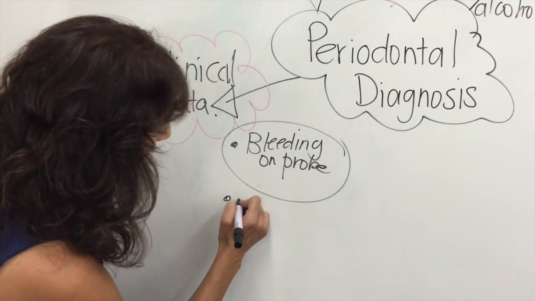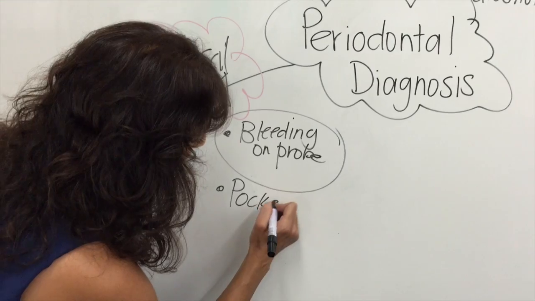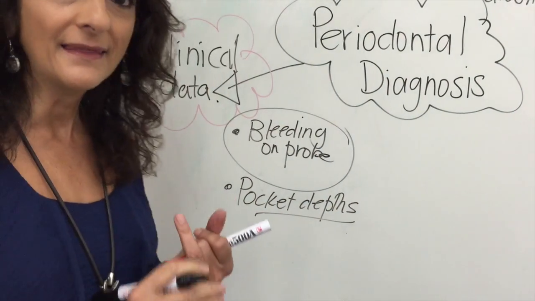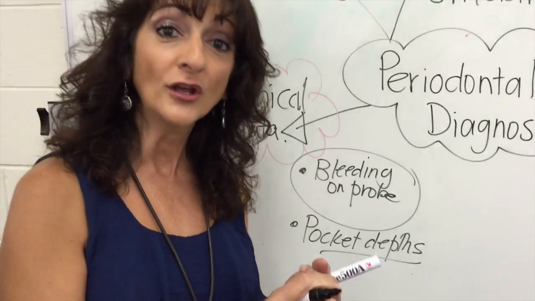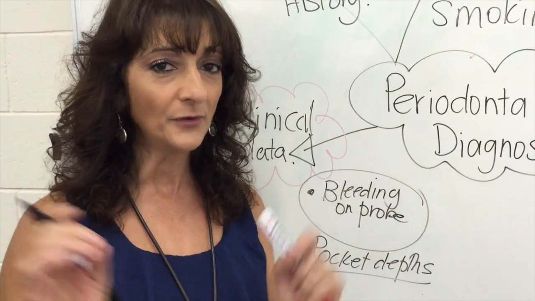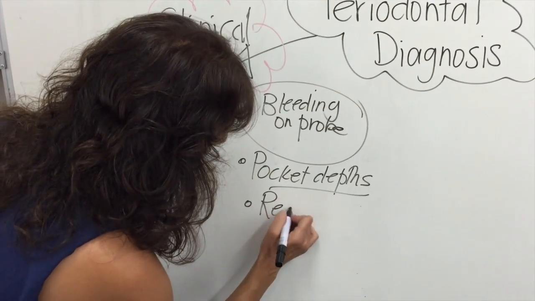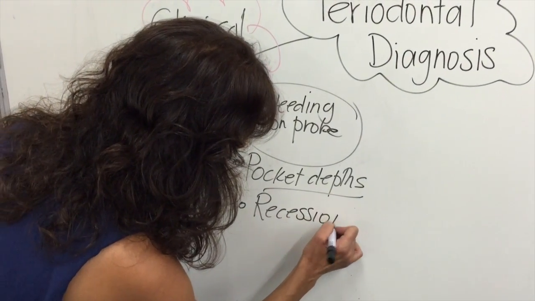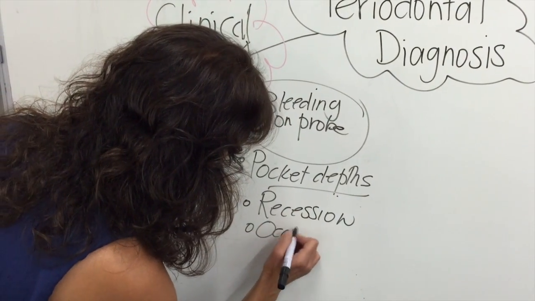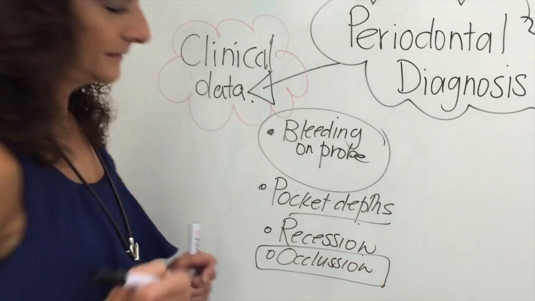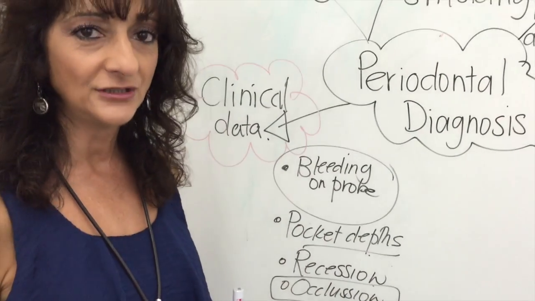Apart from bleeding on probing, we also need to consider our pocket depths. How deep are they? How many are they? Are they localised? Are they generalised? It's very important to know that. Other things we need to consider is recession. Even occlusion sometimes plays a huge role that might exacerbate a particular periodontal condition.